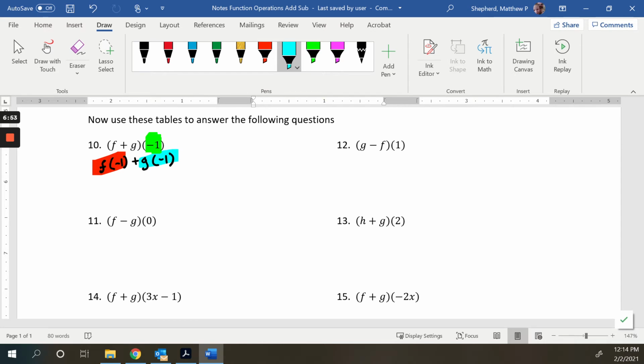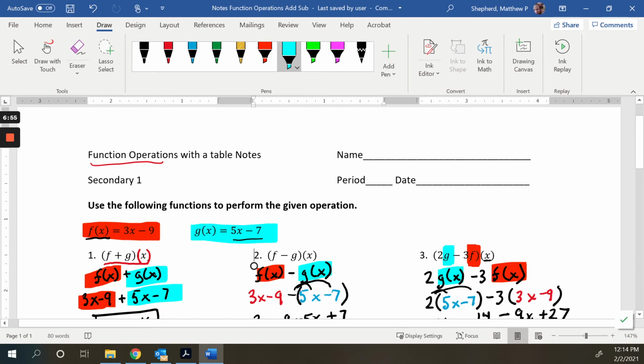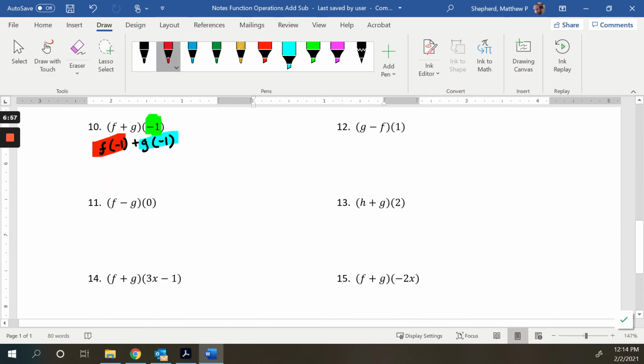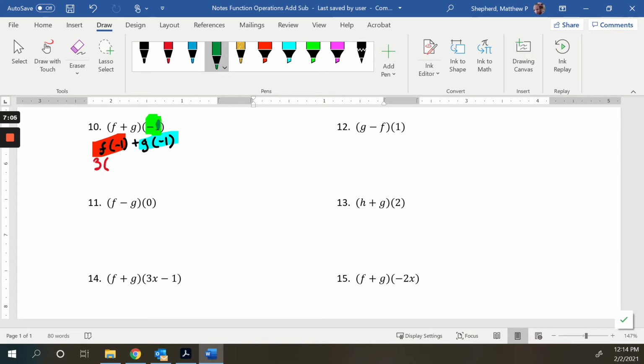And we're still using those same equations as before. So since f of x was 3x minus 9, as I come down here, I'm going to rewrite this as 3. But then, rather than x, notice we had this negative 1 in here. Okay, so I'm going to have 3 times negative 1 minus 9.